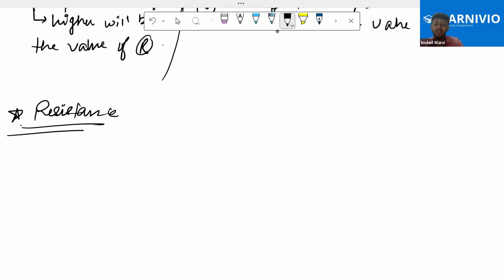Next point. The SI unit of resistance is ohm.